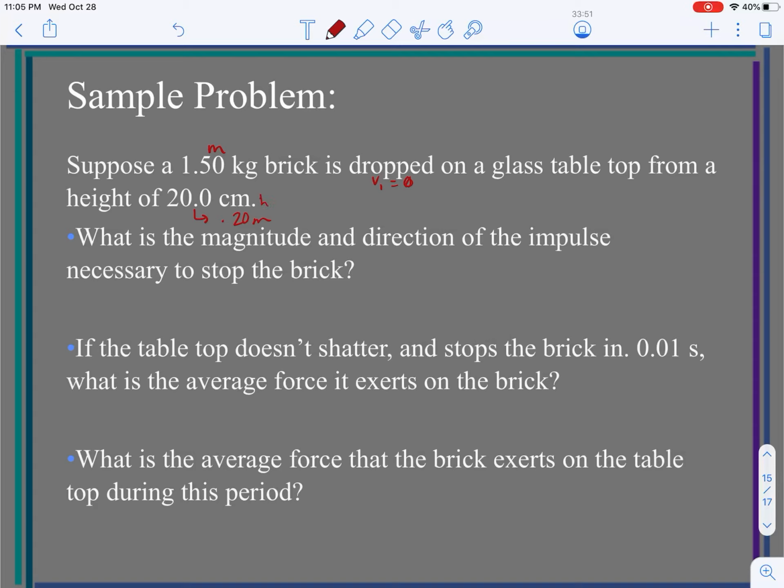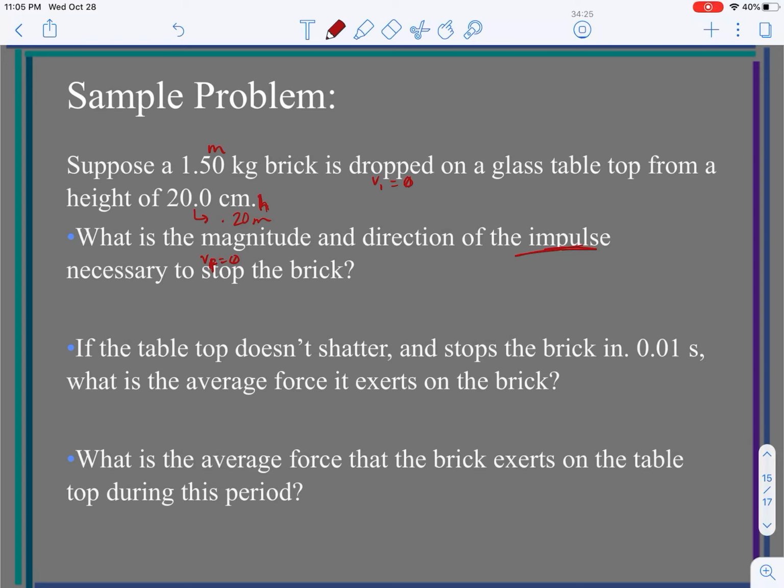So this is going to be our height, or maybe it's going to be our displacement, but keep in mind it is in the vertical direction, okay? So the first question is, what is the magnitude and direction of the impulse necessary to stop the brick? So our final velocity is 0. The impulse is the change in momentum. It could be calculated as force times time, but we don't have that information. It does represent a change in momentum, which would result from the change in velocity that an object experiences.